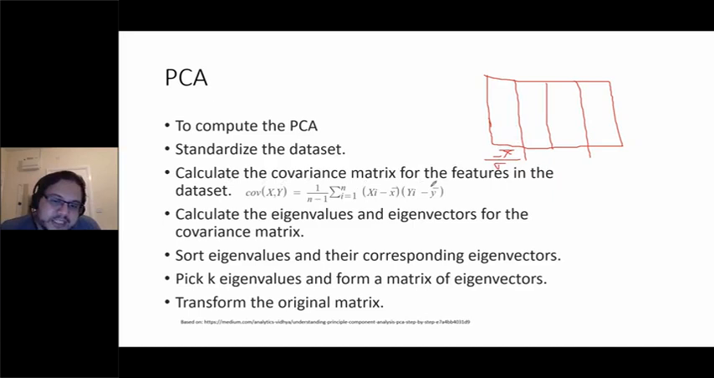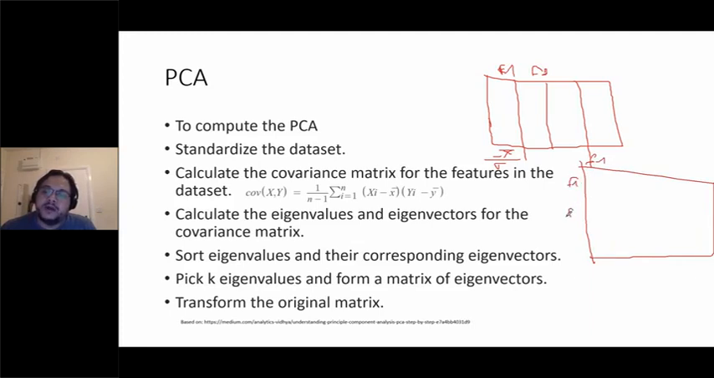Then we calculate the covariance matrix for the features in the data set. The covariance matrix: we have the features here, let's call them f1, f2. And then the covariance matrix is just the covariance between each pair of features, f1, f2. So it gives you, more or less, how correlated these features are between them. Here, how correlated are f1 and f2, for example.